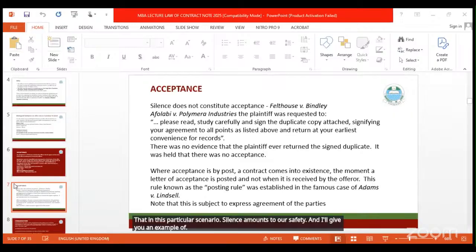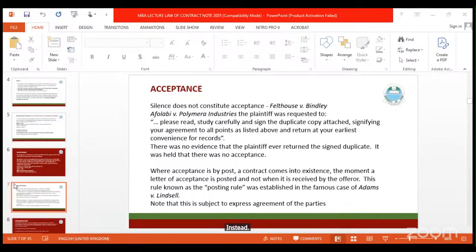And I gave you an example. Imagine that you are a supplier of flour that they use in doing bread or cake or puff. Now you supply these goods, this flour, to a bakery company, and the company did not respond to you. No response as to whether they accept the supply that you made or not. Instead, they use that flour to make bread. They can't turn back and say no.